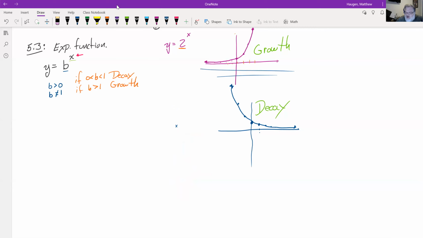So we're not going to do a tremendous amount with exponential functions without looking at their kind of partner, logarithmic functions. But there are going to be some things that we are going to look at here.